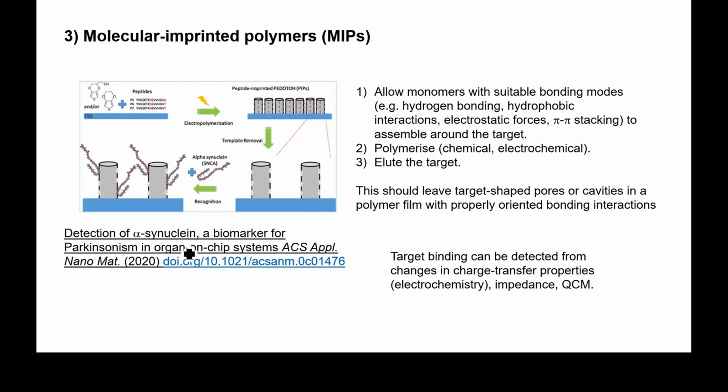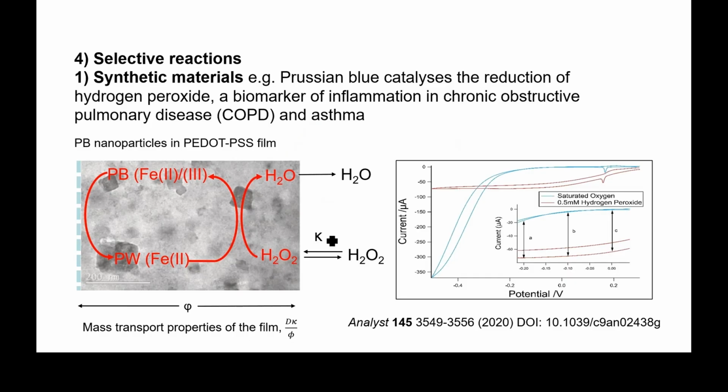And we get some reasonable numbers. In the case of alpha-synuclein, which is a biomarker for Parkinsonism, we got some okay-looking data, which we published a couple of years ago. We can also exploit selective reactions, such as, for example, Prussian blue for detecting hydrogen peroxide. We've got our second clinical evaluation going on with this setup at the minute, with some patients down at the National Heart and Lung Institute, so I'm very happy with this stuff.